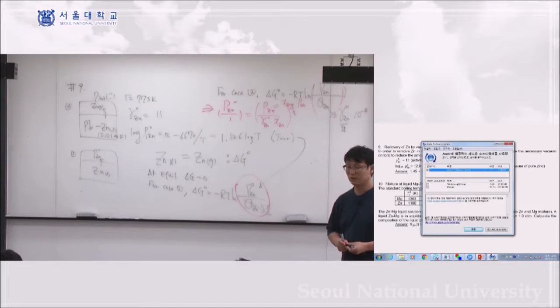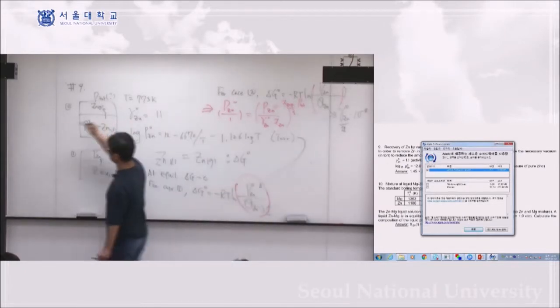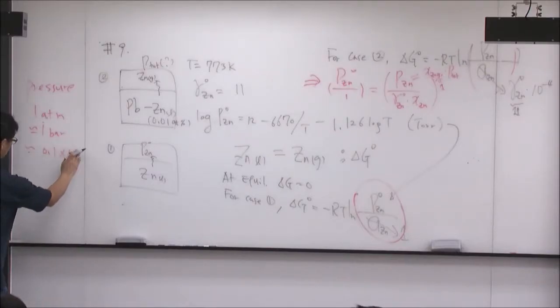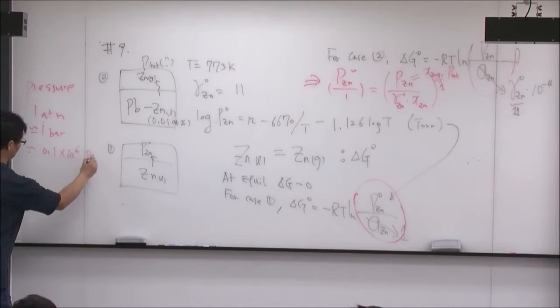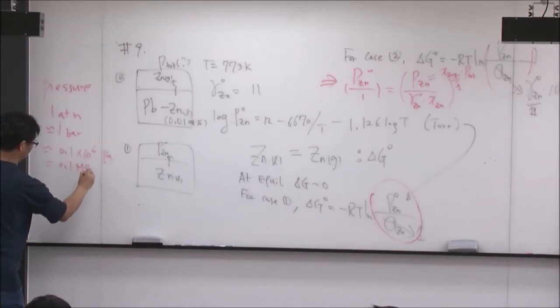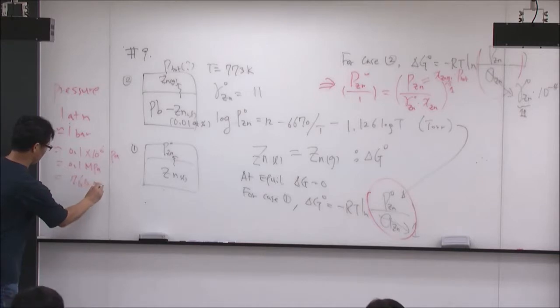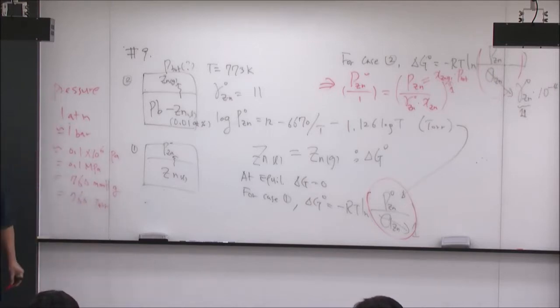And one ATM is 10 to the 5 Pascal. Am I right? So these are pressure units. One ATM, theoretically it's slightly different, but you can almost say 99.9% the same. One ATM and 1 bar are basically the same. And this is 10 to the 5 Pascal, so we call it 0.1 megapascal. Okay? So that's the typical unit we are using for pressure.